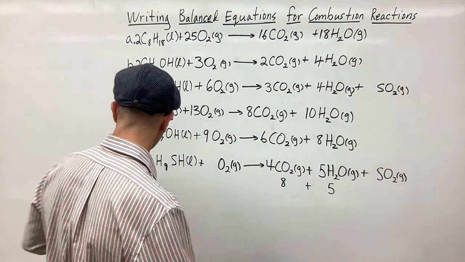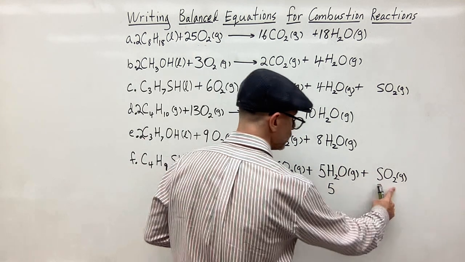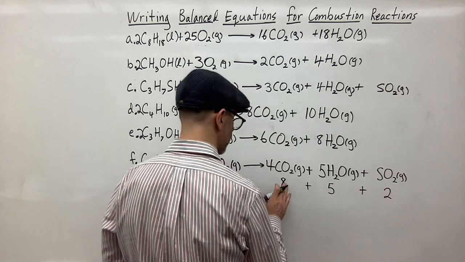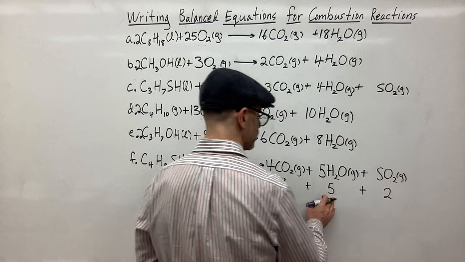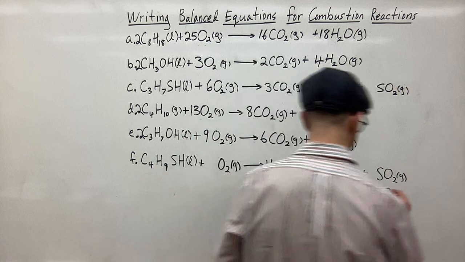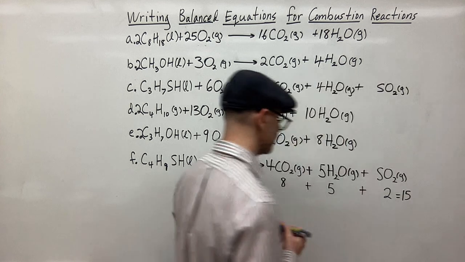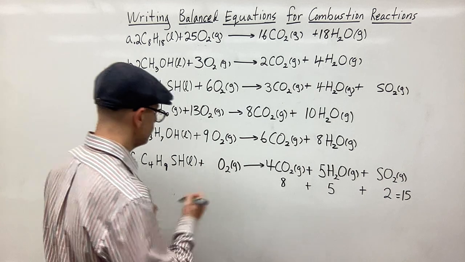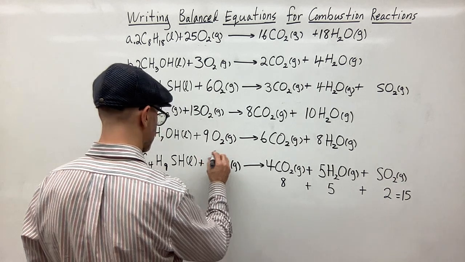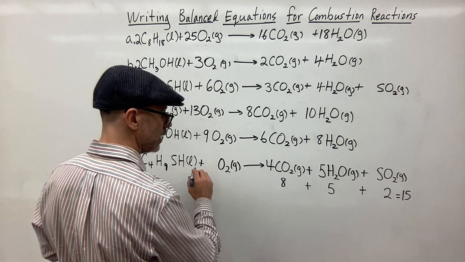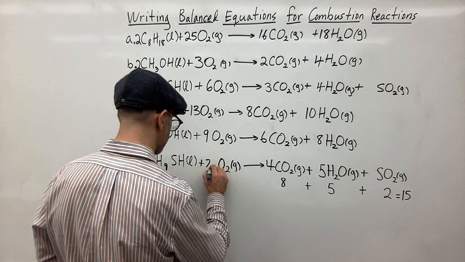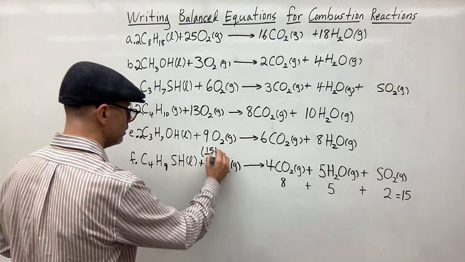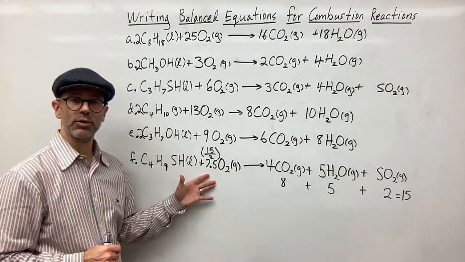Here I have 1 times 2 is 2. So I have 2 oxygens. Add these together. 8 plus 5 is 13 plus 2 is 15. So I have 15 oxygens on that side. What times 2 gives me 15? That would be 7.5, or 15 halves. So now my equation is balanced.